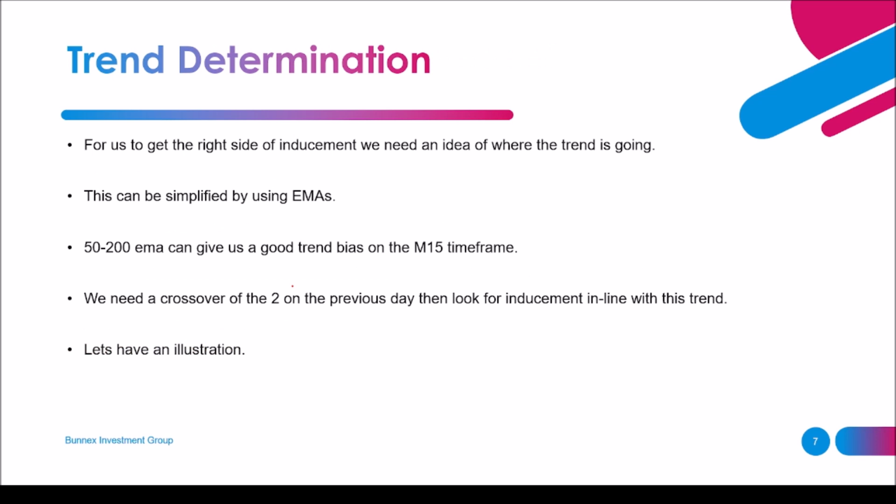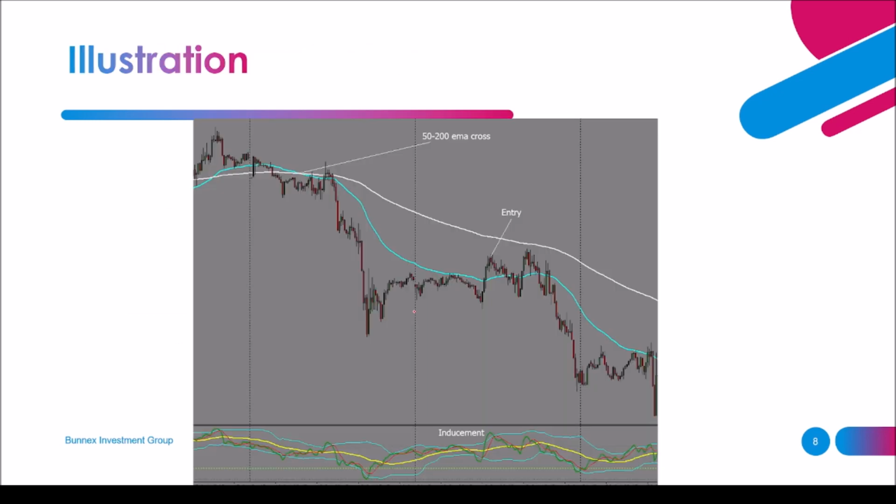However, we need to know the induction, the rightful trend, and here is how to determine it. For us to get the right side of inducement, we need an idea of where the trend is going. This can be simplified by using EMAs, and the 50-200 EMA can give us a good trend bias, and will also give us confluence to our entries. We need a crossover of the two, which are the 50 and 200, on the previous day. Then look for inducement in line with the trend on the current day. Let's have an illustration for that.